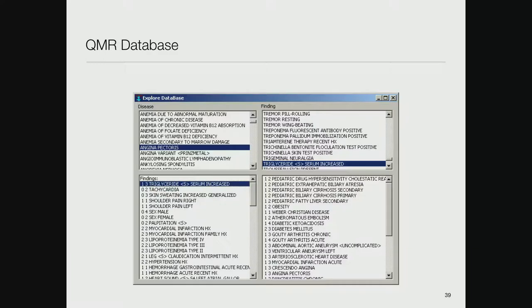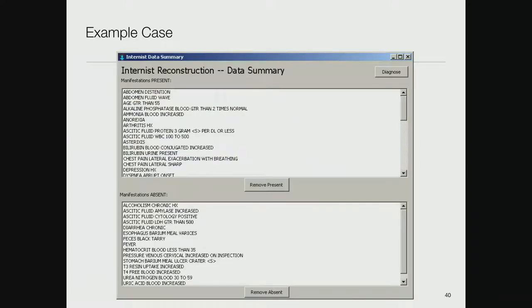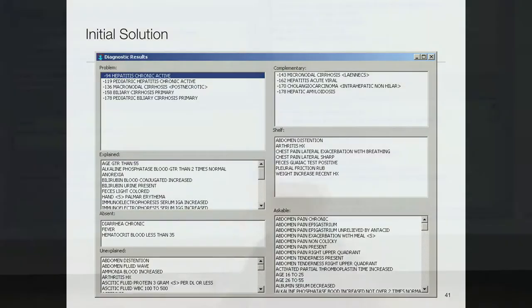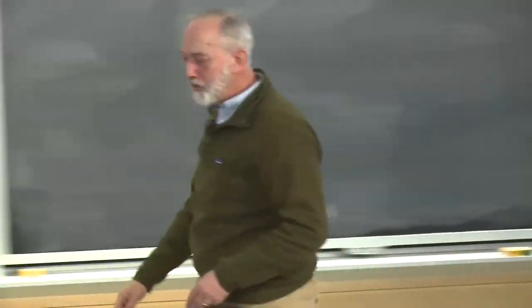So you can browse through its database. You can type in an example case or select an example case. So this is one of those clinical pathological conference cases. And then the manifestations that are present and absent. And then you can get an interpretation that says, okay, this is our differential, and these are the complementary hypotheses, and therefore these are the manifestations that we set aside, whereas these are the ones explained by that set of diseases. And so you can watch how the program does its reasoning.